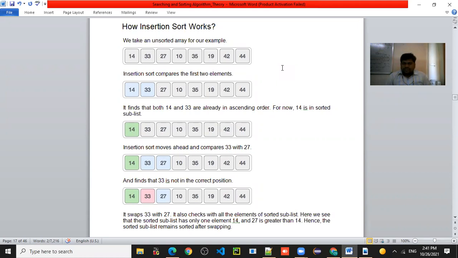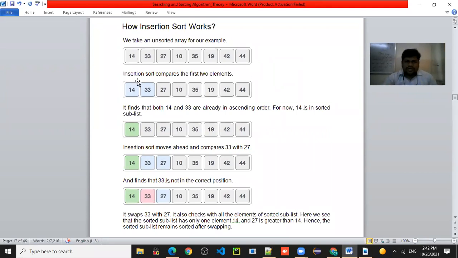14, next is 33, 27, 10, 35, 19, 42, and 44, right? Are they in sorted order or unsorted order? Unsorted. So what is our objective? We want to prepare the list of elements in increasing order, which we call sorting, from smaller to greater elements.